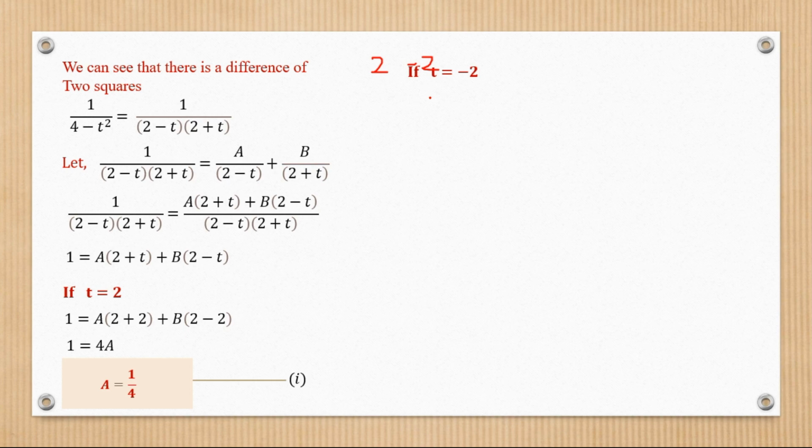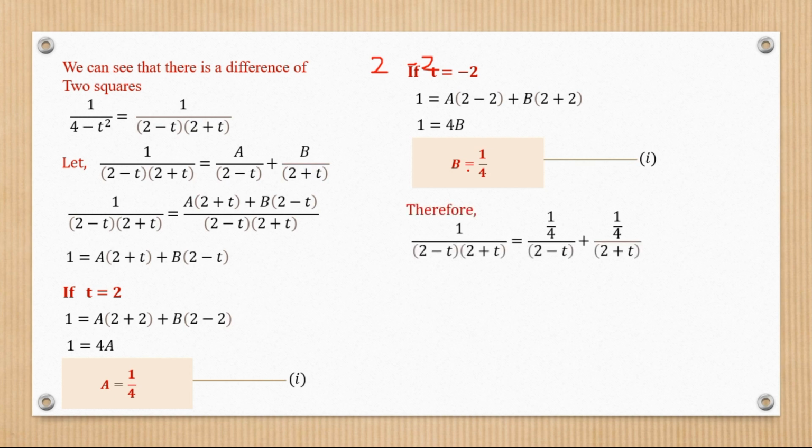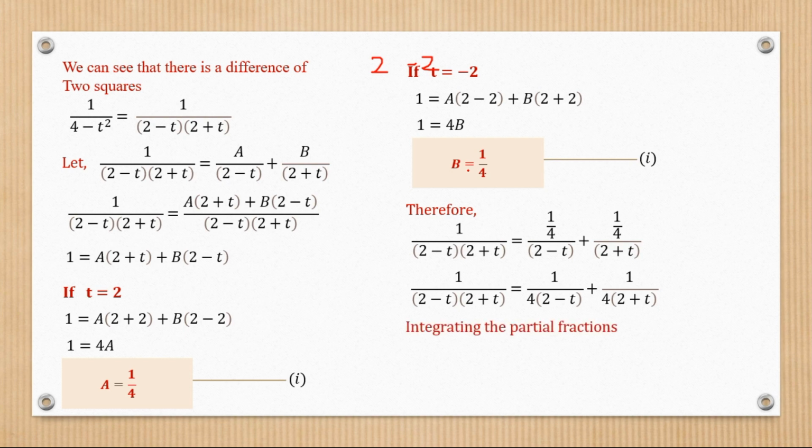So now next, if we let t be equal to negative 2, then 1 shall be equal to 4b, of which b shall be equal to a quarter. That's what we end up having. So now we have a and now we have b. So therefore our partial fractions can be 1 over 4 into 2 minus t plus 1 over 4 into 2 plus t. So now that we have it in the form of partial fractions, now we can actually integrate it. So now let's integrate these partial fractions.